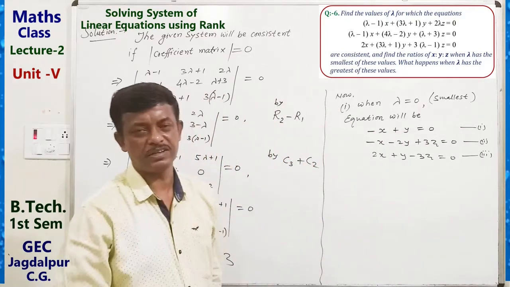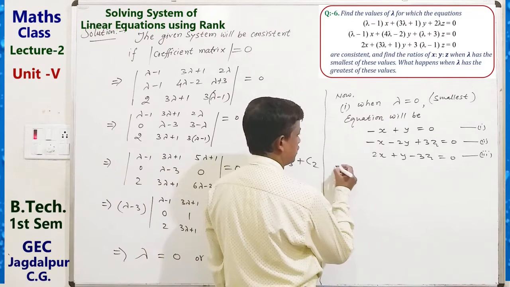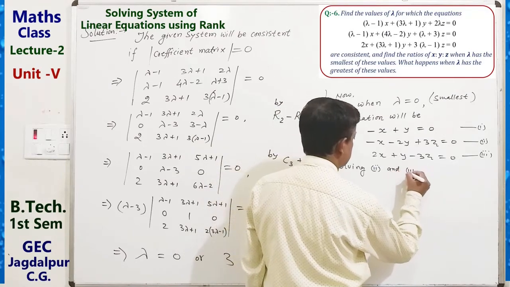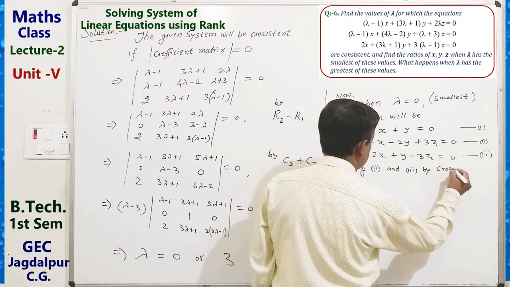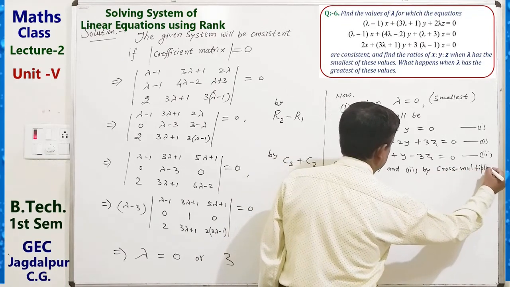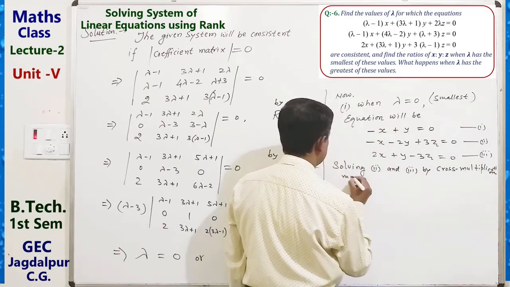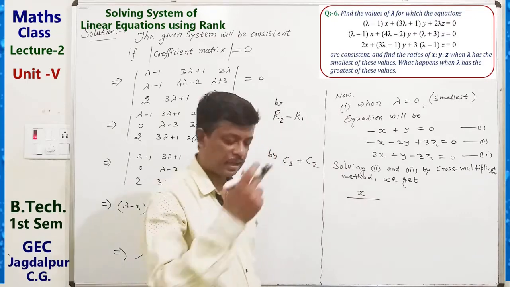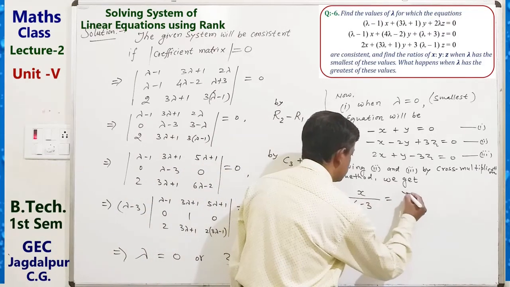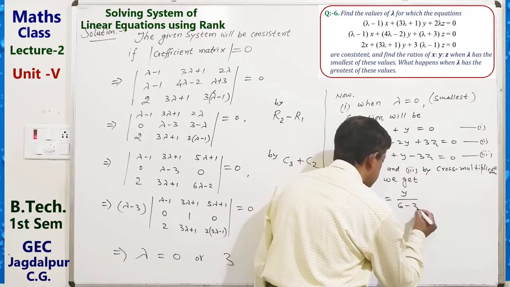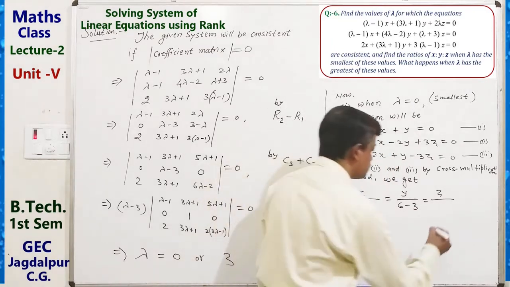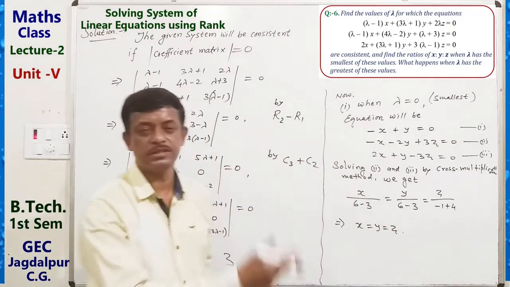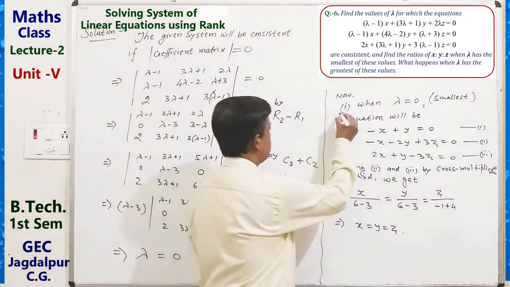This equation can be solved by matrix method also, but here solving second and third by cross multiplication method, we get x upon 6 minus 3, y upon 6 minus 3, and z upon minus 1 plus 4, which implies x equals y equals z. So the ratio is this. Okay, first.